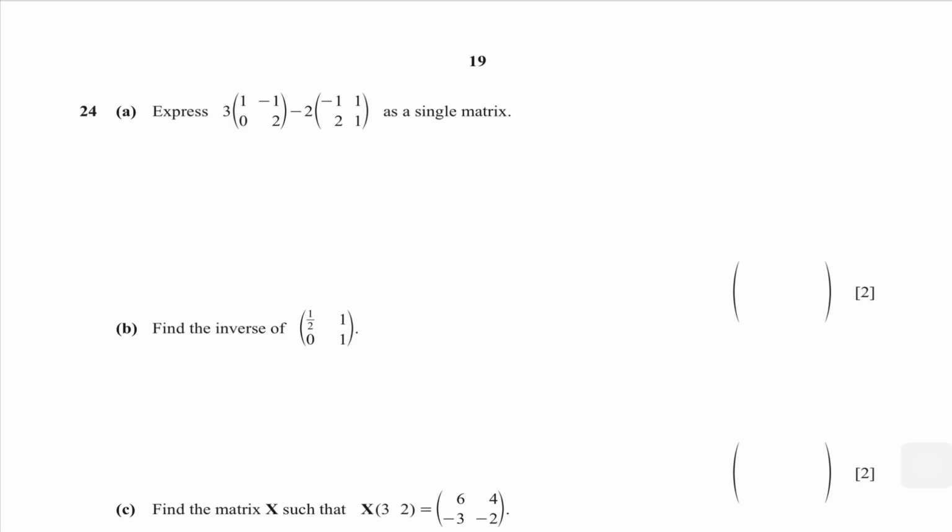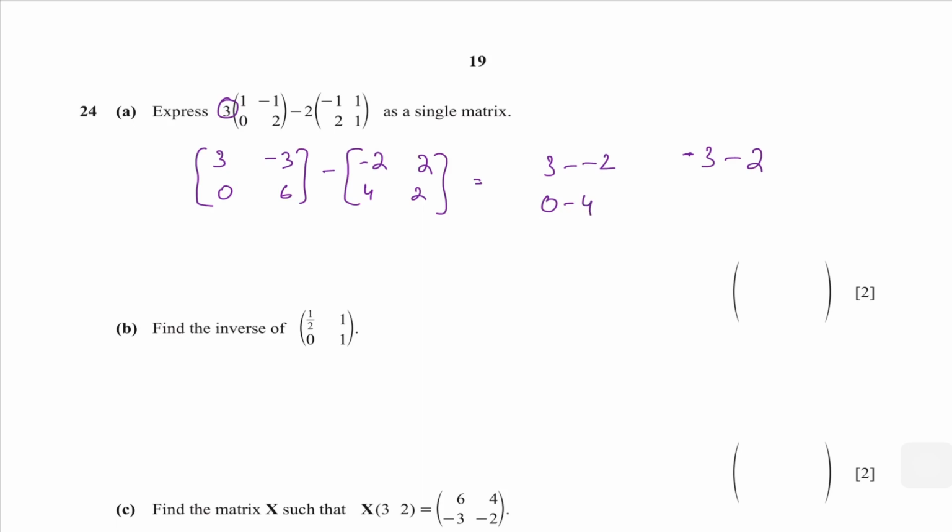Express this as a single matrix. 3 is going to get multiplied with all these values, so that's going to make it 3, minus 3, 0, 6. We're going to leave the minus sign as it is, and 2 is going to get multiplied with all these values, minus 2, 2, 4 and 2. So 3 minus minus 2 is going to be 5, minus 3 minus 2 will be minus 5, 0 minus 4 will be minus 4, and 6 minus 2 will be 4.